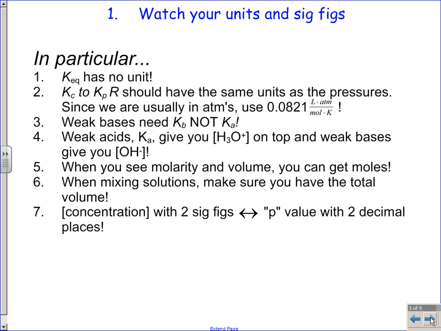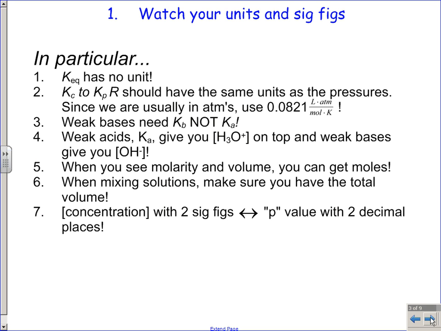Fourth thing, weak acids. Remember, Kas for a weak acid give you H3O+, but for weak bases, remember on top in our equilibrium expression, we're going to have OH-. Be very, very careful of that because a lot of times they're just asking you for pH, and you need to be aware of what x is going to be when you solve and neglect x.